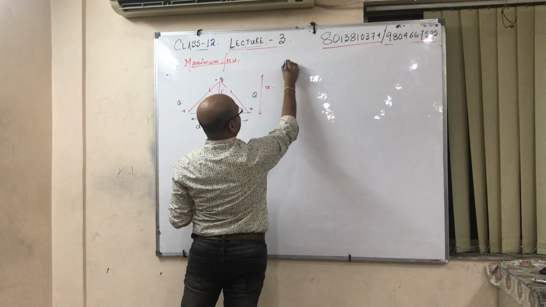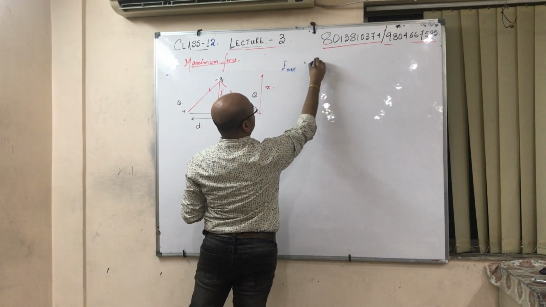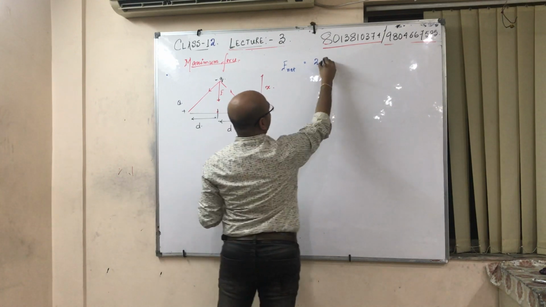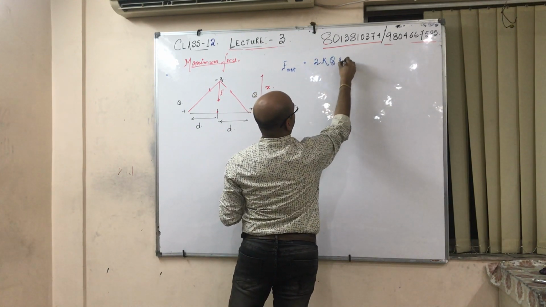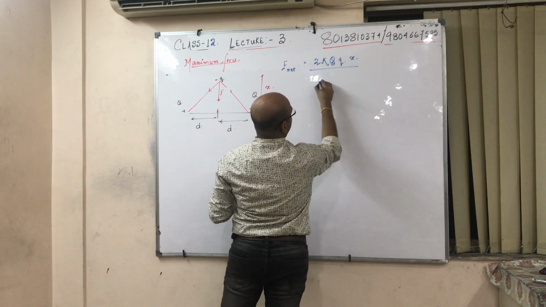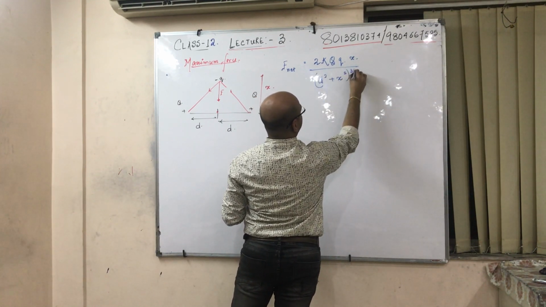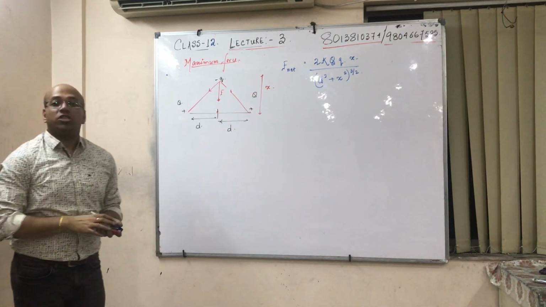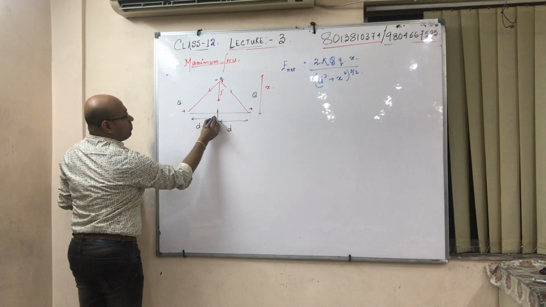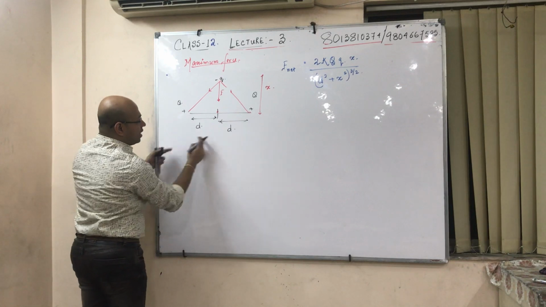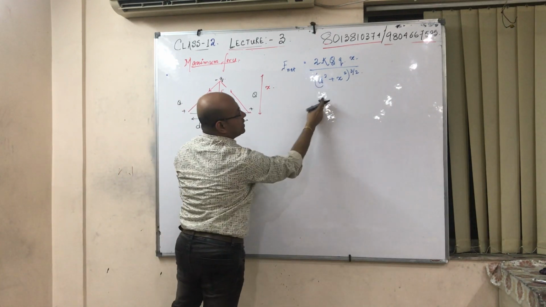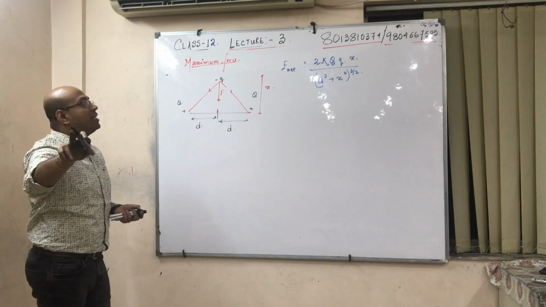And we have already seen F net comes out to be 2kQq x by (d square plus x square) to the power 3 by 2. You have to keep this expression in mind. Keep in mind this is d, and if the total is d, then this becomes d by 2, and this becomes d square by 4.